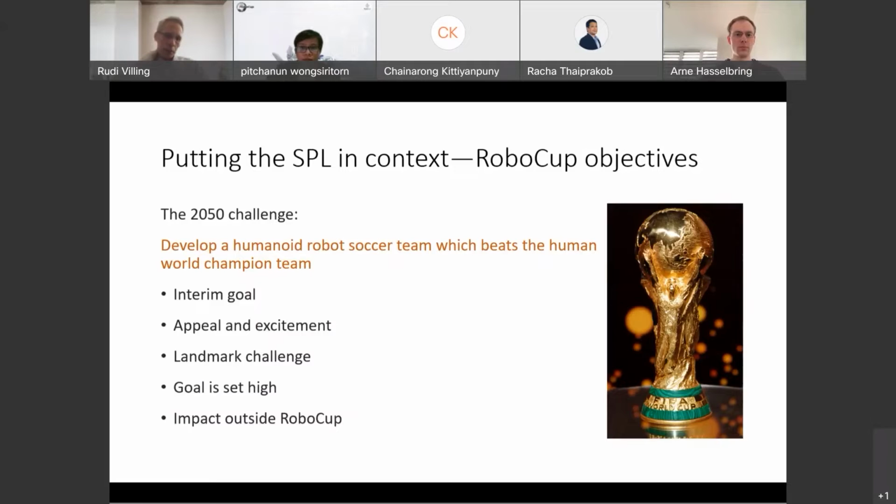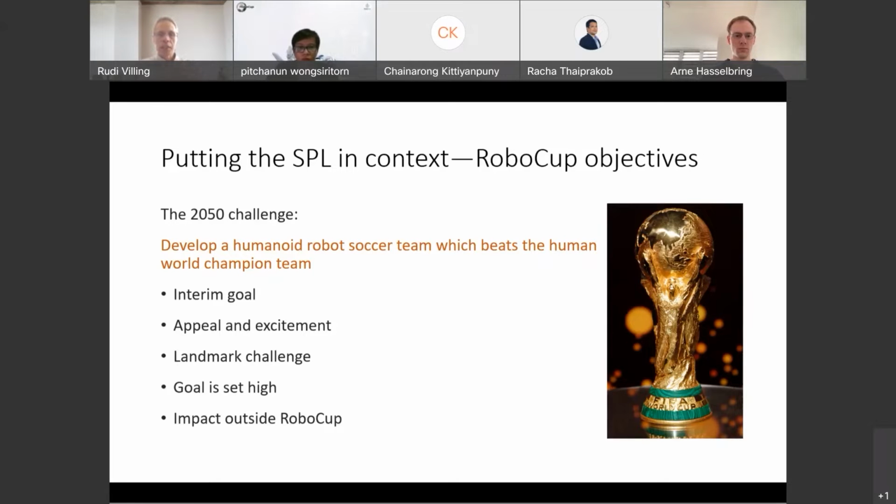Along the path to this goal, of course, there must be interim goals. So what might the interim goal be? Well, it would be to develop a robot soccer team that at least plays like human players. In general, it's important that we keep the public engaged through the process to this goal because it's going to take a long time. So during that time, the appeal and the excitement associated with RoboCup must be maintained. We cannot allow it to become boring.